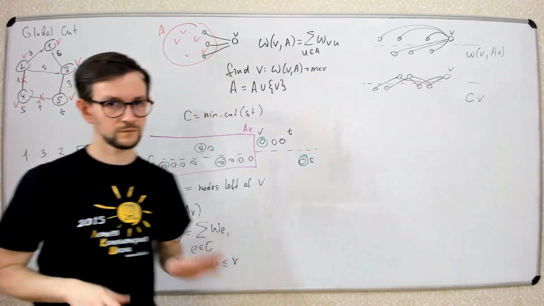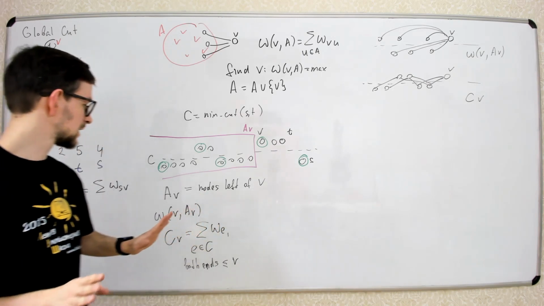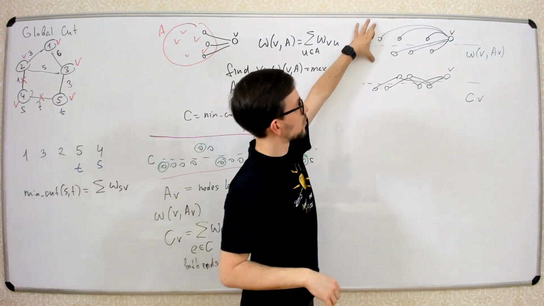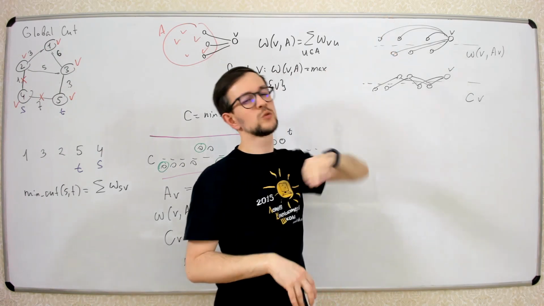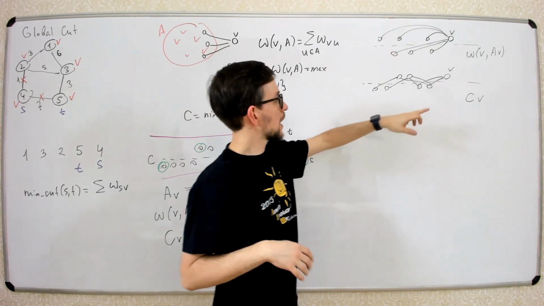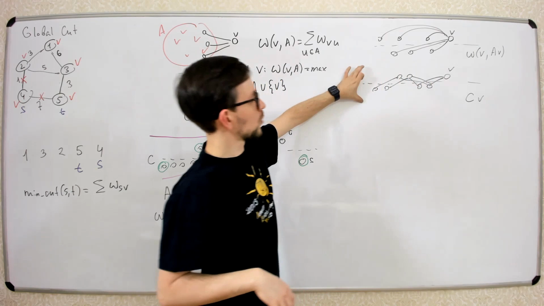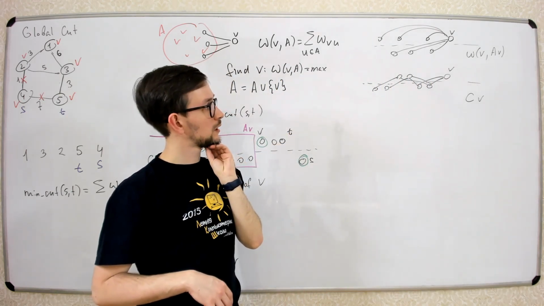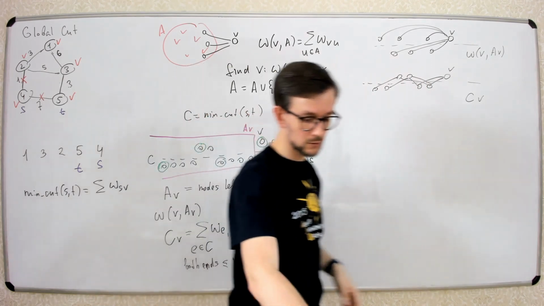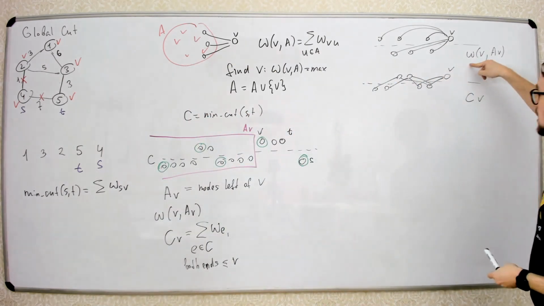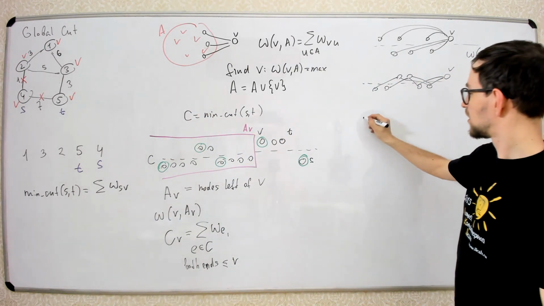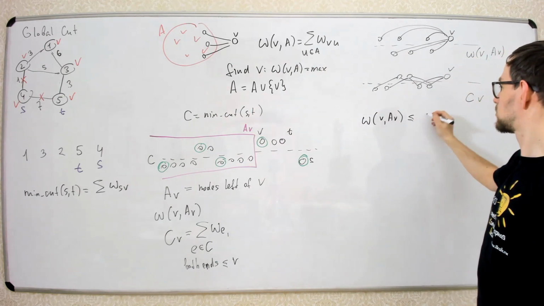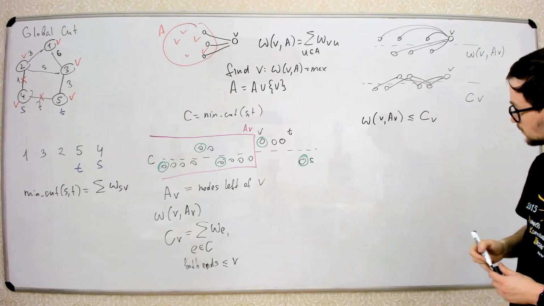Clear enough? So this thing is the total weight of all these edges, and this thing is the total weight of these edges. Now a simple theorem: this thing is less than or equal to this thing. So the weight of V to AV is less than or equal to the weight of CV.